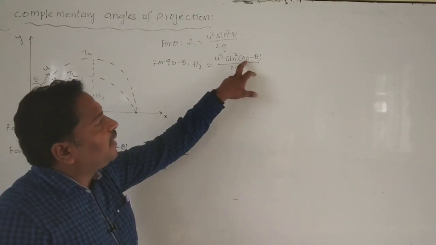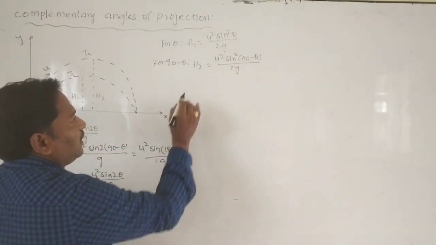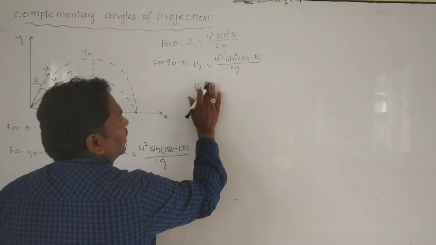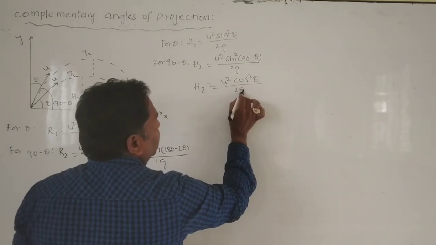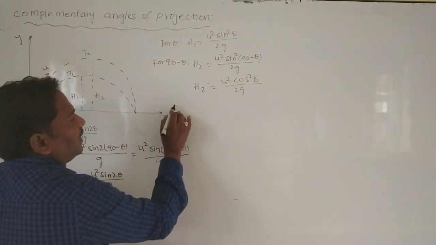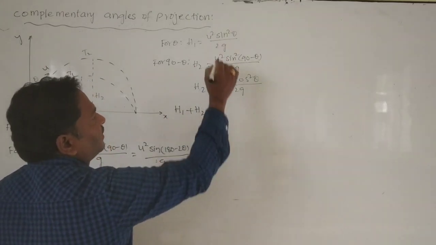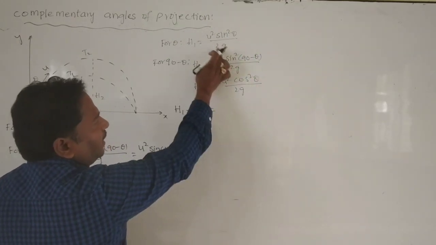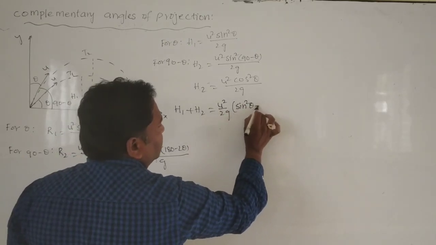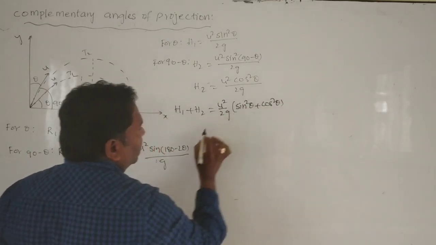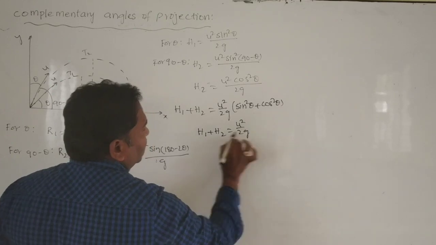Sin 90 minus theta is in the first quadrant, and sin becomes cos. So now h2 equals u square cos square theta by 2g. Suppose we add h1 plus h2. In both we can take common u square by 2g, and it's sin square theta plus cos square theta, which becomes 1. So h1 plus h2 equals u square by 2g.